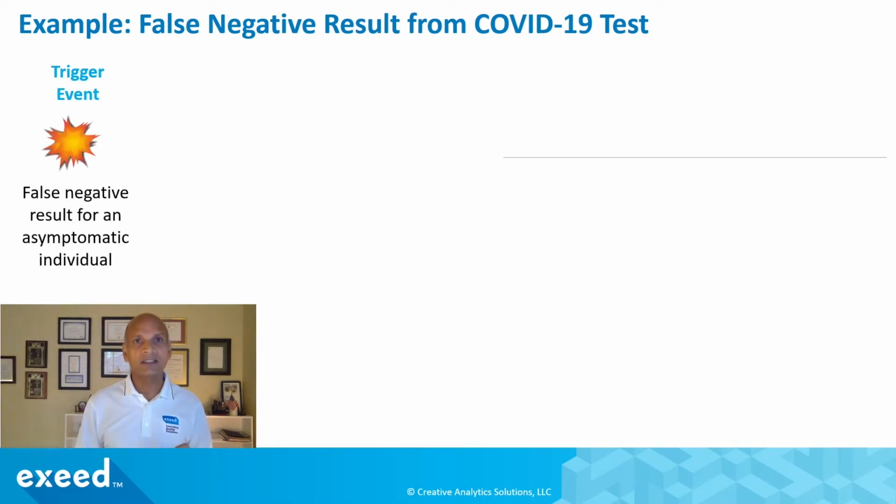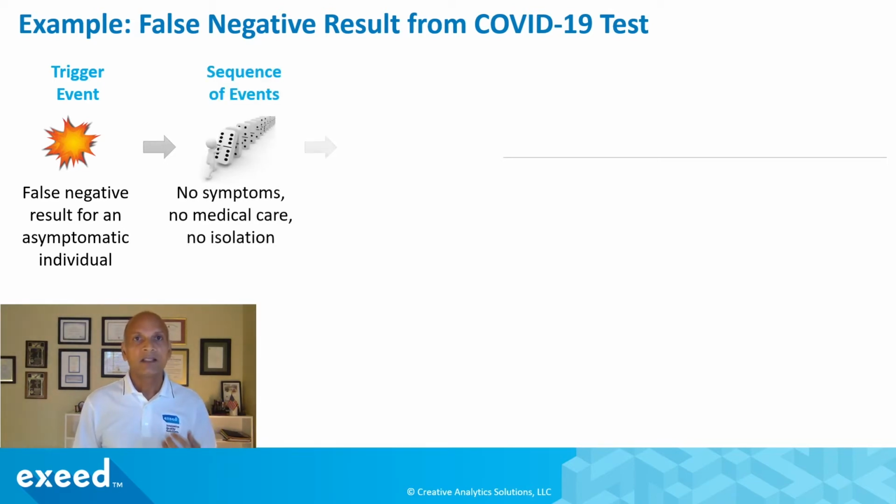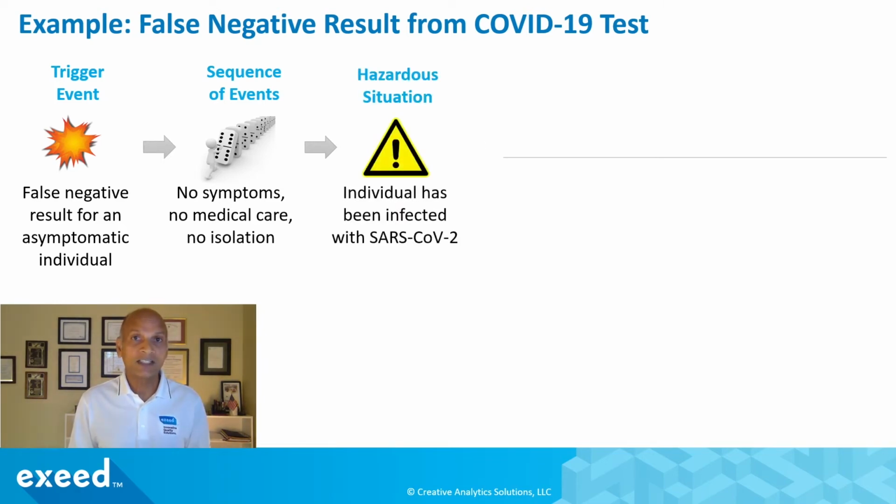Here, the trigger event is a false negative result for, let's say, an asymptomatic individual. You get a false negative, they're actually positive, but the test is telling them they're negative. So what happens? There are no symptoms, no medical care, no isolation, right? That's a possible scenario. So the hazardous situation here is that this person has been infected with the SARS-CoV-2 virus and they have COVID-19. There are several outcomes.